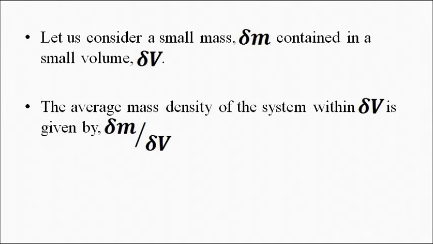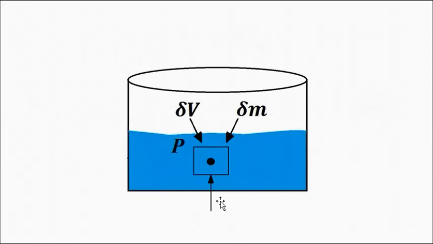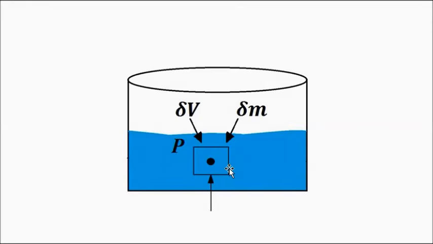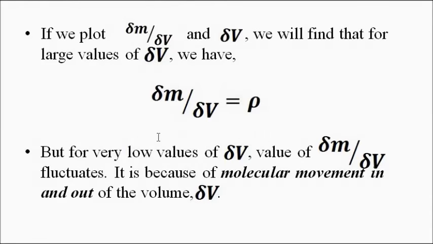Now let us say the density of this substance is rho. So delta m by delta v should also be rho, isn't it? The density is constant for the system; no matter where we take the sample, it will have the same density. So the concept of continuum assumes that delta m by delta v is rho.